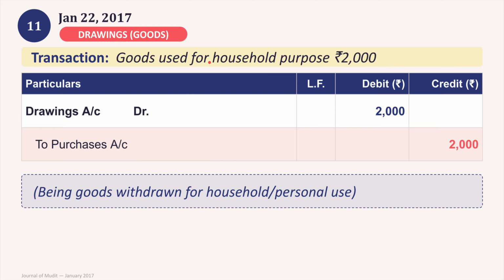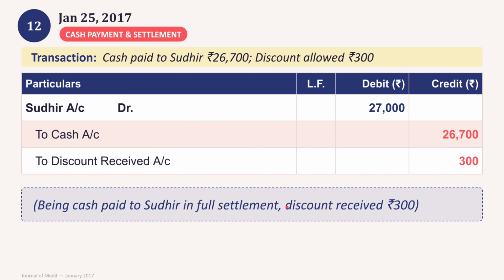Next, goods used for household purpose. So initially the drawings was in the form of cash, but here it is in the form of goods. Okay, so whenever goods are coming in, you have to use purchase account. So drawings is an expense, drawings account debit to purchase account. So 2,000 we will write, being goods withdrawn for household or personal use.